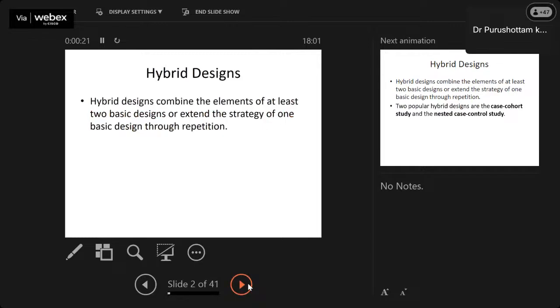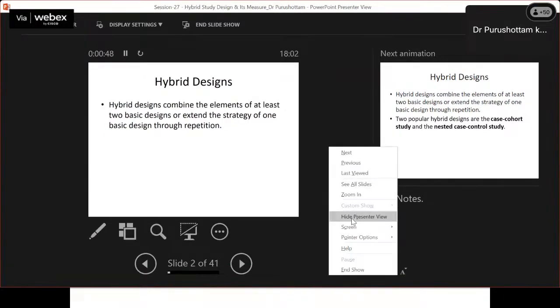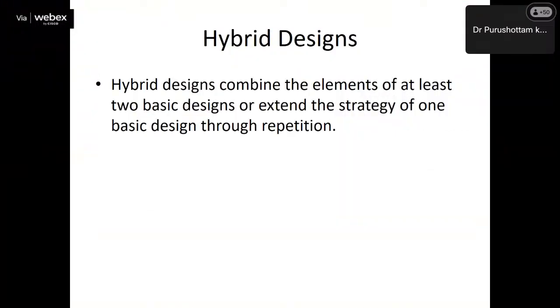Sir, the PPT is split into two parts. First time it was visible in slideshow mode, and now it's in two parts. The notes window is also there. Okay. Now it's okay. Perfect, sir. Perfectly, sir.